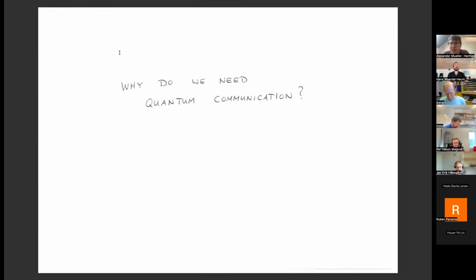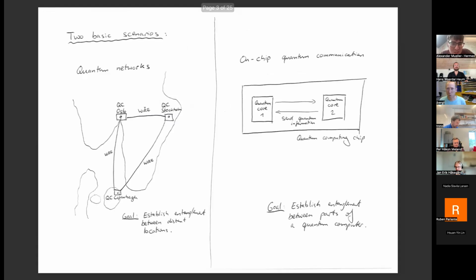Let me start with this question: why do we need quantum communication? We were already talking about it. There are two basic scenarios that you might have in mind. One is quantum networks, where you have quantum computers in distant cities that you want to connect, and where you want to establish entanglement between these locations. We've already been discussing that there are maybe not so many use cases for this. Maybe there are some nice scientific use cases.